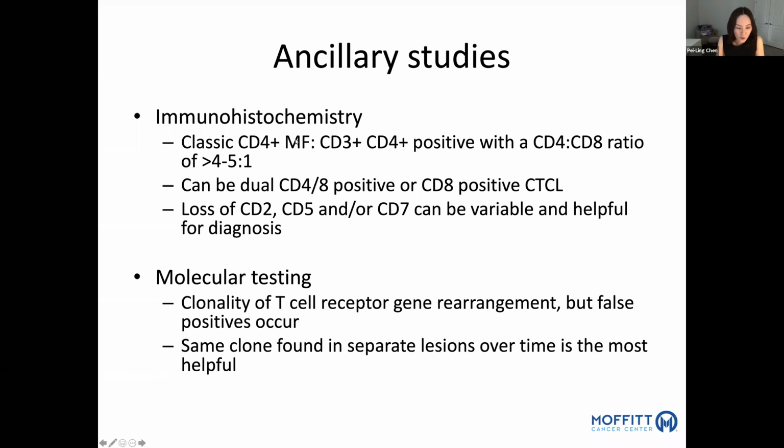Besides immunohistochemistry, we also perform molecular testing, looking for clonality of T cell gene rearrangement. We would hope that the malignant T cells are clonal and demonstrate a clonal peak. This is an indication that this is more likely to be a malignant process, but false positives can occur. What is especially helpful is if we can find the same clone in separate lesions and separate over time. That's very indicative of a malignant T cell clone.